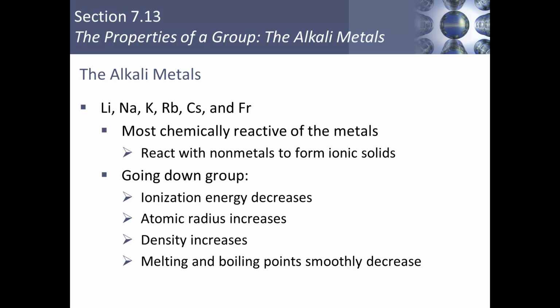In going down the group, the ionization energy decreases. The atomic radius increases. The density also increases. The increase in density is because atomic mass increases faster than atomic radius, which means there ends up being more mass per unit volume. And the melting and boiling points smoothly decrease for this group.